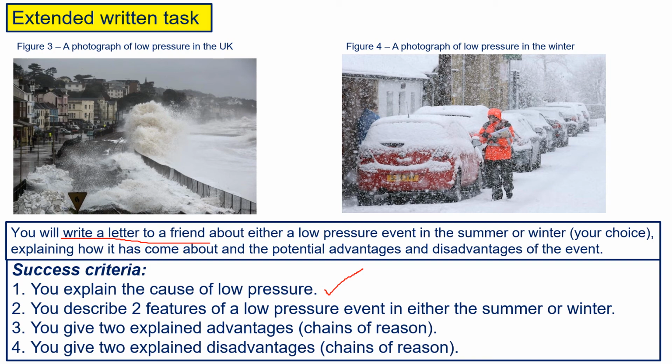I want you then to describe 2 features of low pressure in the summer here or in the winter here. I want you to give me 2 explained advantages. So this is just back to what you've just done with those statements. So what are 2 advantages? And explain that by a chain of reason. And then what are 2 disadvantages? Explain that again with a chain of reason.